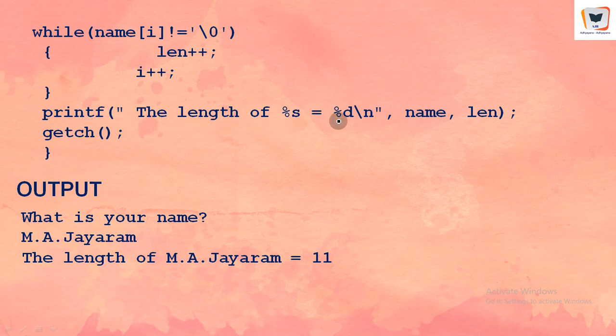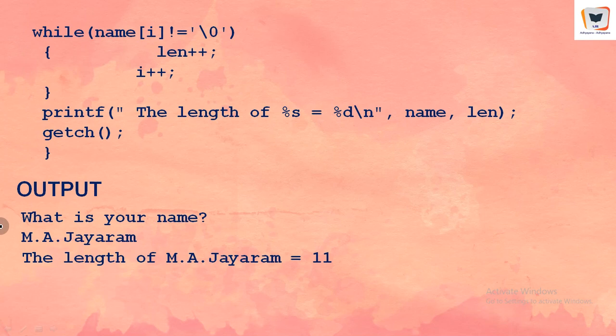Printf, the length of percentage s equal to percentage d, name. Here the length of the string name will be, the string constant will be filled up over here, and here the length as an integer value will be placed over here. We can see the output, okay, in order to understand this particular program.